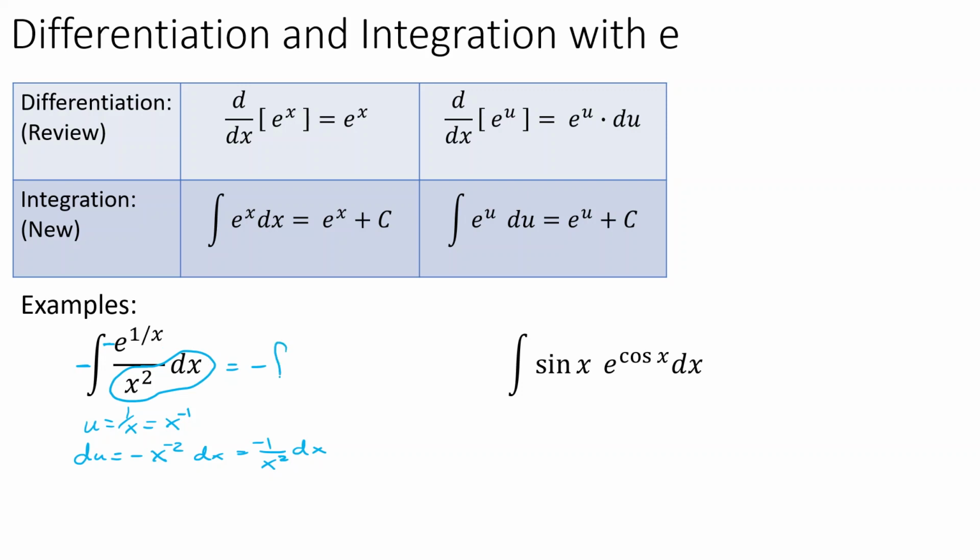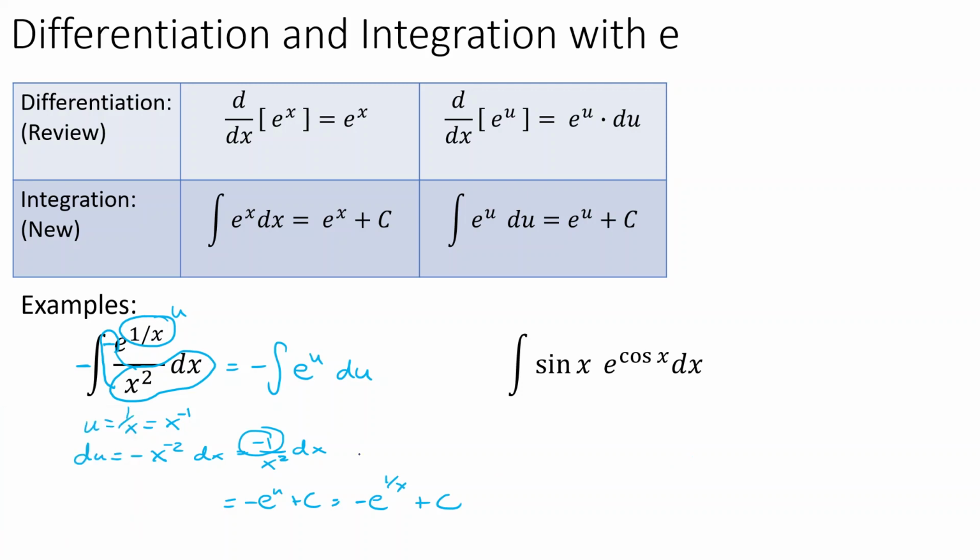So we get negative, the integral. All this here was just my u, so we get e to the u du. Remember, this negative sign is going down there with my du as the negative 1 on top right there. So if we integrate that, we get negative e to the u plus c. And if we plug back in, we get negative e to the 1 over x plus c.